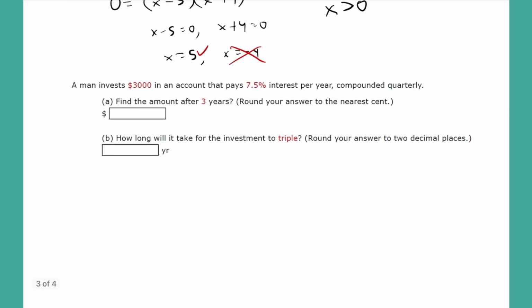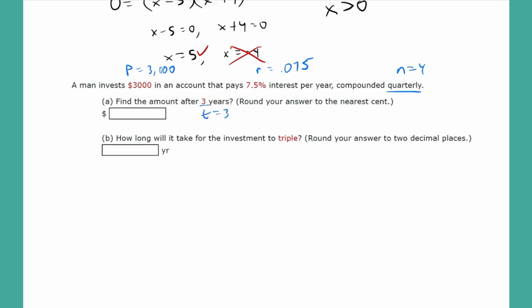Last problem, I think, is this investment problem that says a man invests $3,000 into an account that pays 7.5% interest per year, compounded quarterly. There's our keyword, quarterly. Tells us that n is equal to 4. Our interest rate is 0.075. And our principal amount, $3,000. And our t is 3.